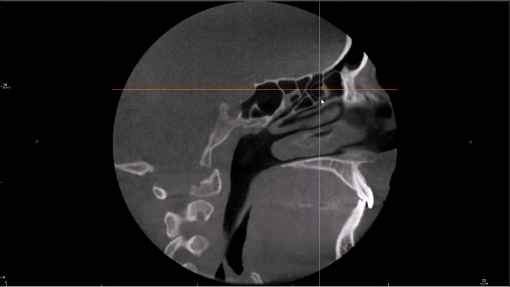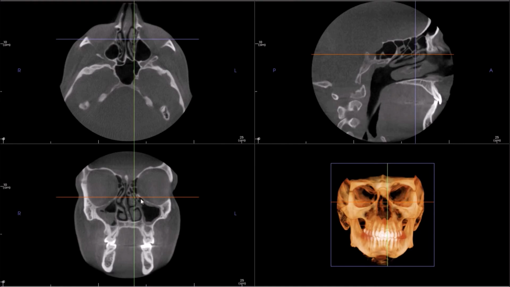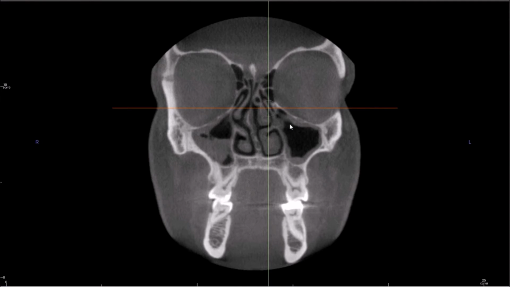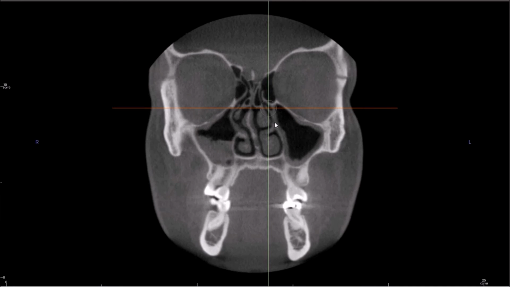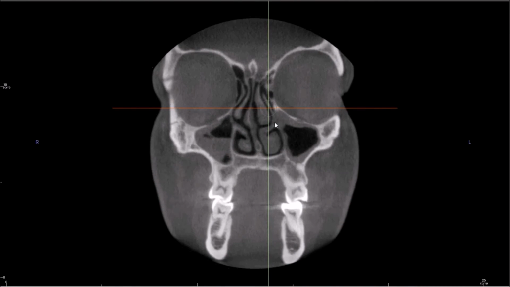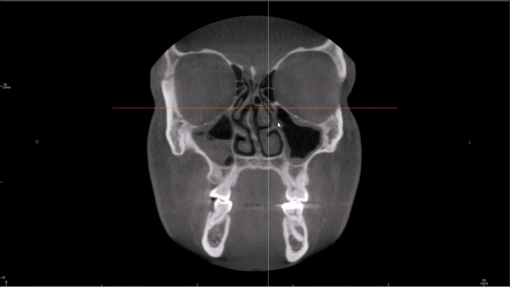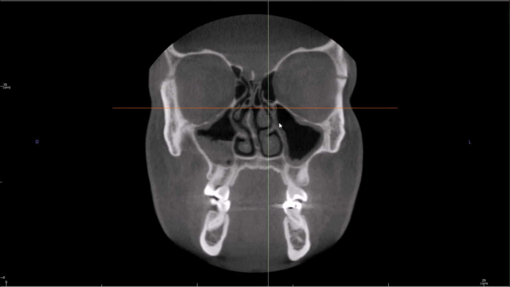And to confirm that, you can put a crosshairs on it and look in the coronal plane. And yes, if you remember from the nasal cavity lecture, this is how you identify the uncinate process. Right here lateral to the middle meatus. And what do you notice about this patient? Their maxillary sinus ostium is not clear.